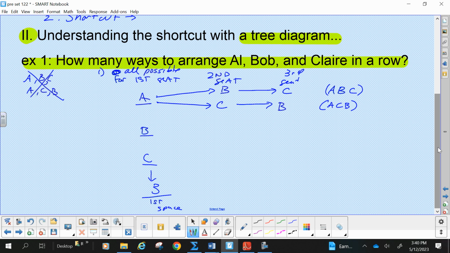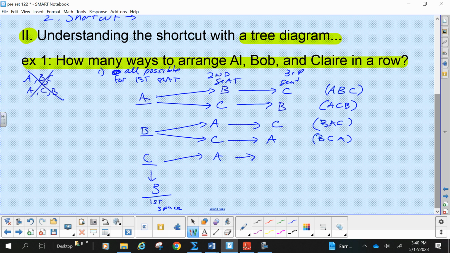Now, if I put Bob in the first seat, then I could go Al in the second seat, and then Claire would be seated. Or if Bob is in the first seat, I could go Claire in the second seat, and then Al. That would be BAC or BCA. And then finally, if Claire was in the first seat, I could go Al next, then Bob, or Bob next, then Al. That would mean Claire, Al, Bob, or Claire, Bob, Al. But at that point then, I am out of different arrangements. There is no new arrangement after I've done all those.